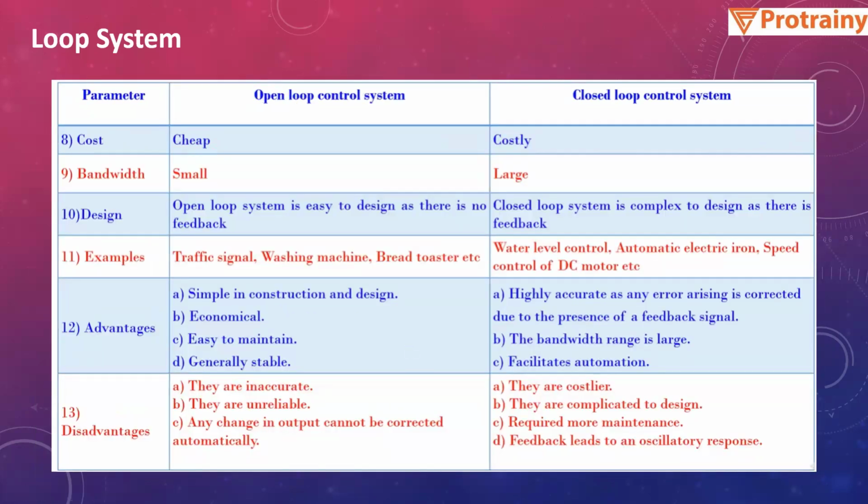So basically the examples of open loop system are like traffic signal, which is one way, washing machine, bread toaster, and closed loop system is water level control. Like when the level of water reaches a certain level in tank, the motor will stop. It will give signal to the motor to stop. Then automatic electrical iron. So there is a thermostat there, so it will actually control the temperature. It will know that the temperature has now reached the specified level. So now you can actually switch off the current to make it further hot, the base plate further hot. Similarly, speed control for a DC motor is done using closed loop system.